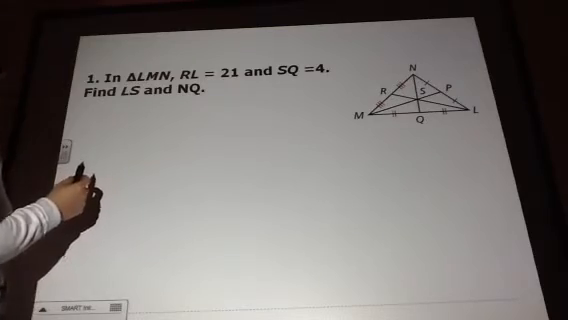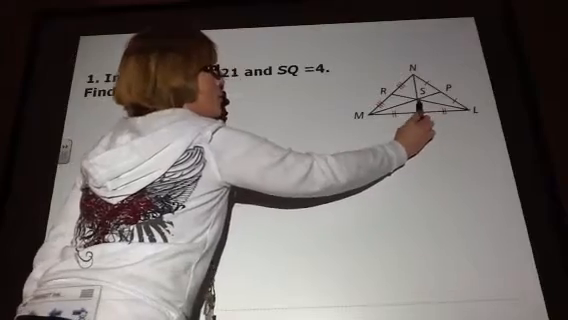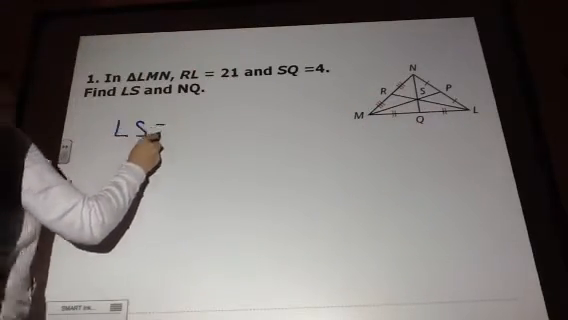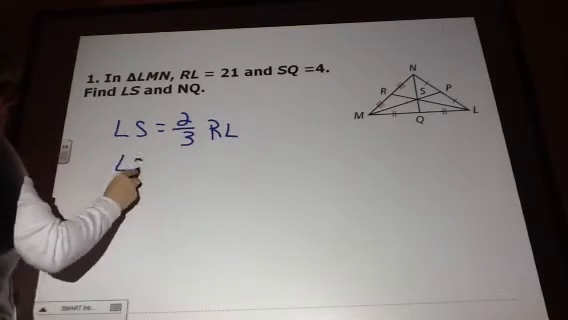We're trying to find LS. LS, from the vertex to the centroid, is 2/3 of that median. So LS equals 2/3 of RL. Substitute in what you know.